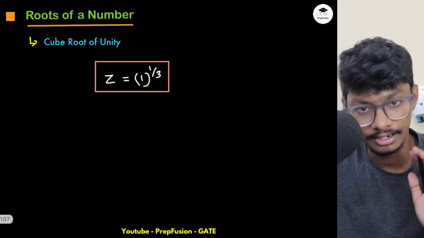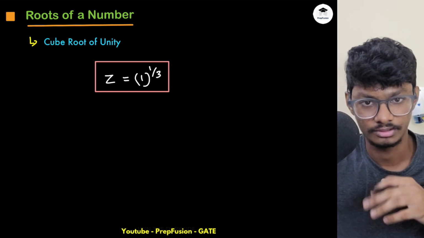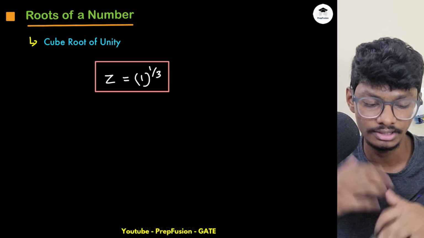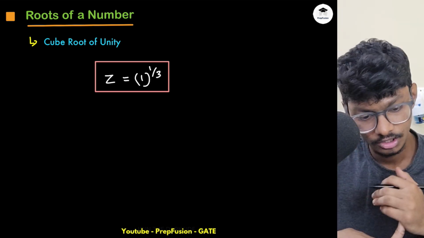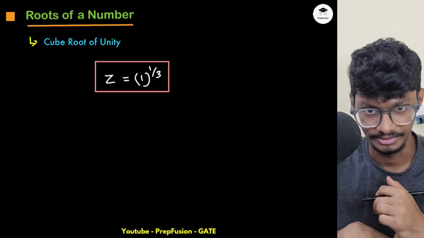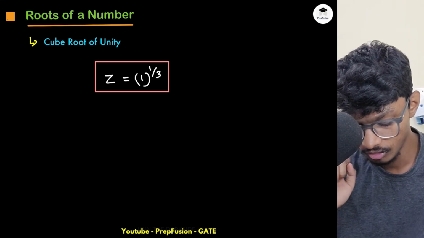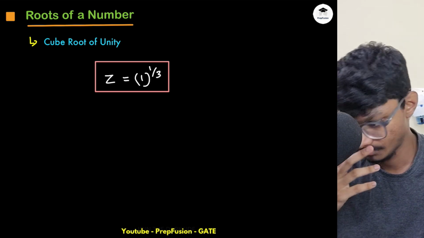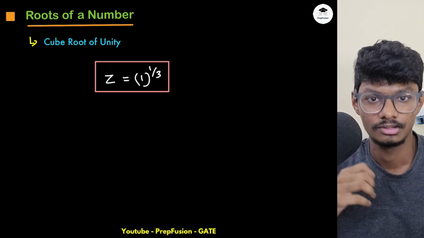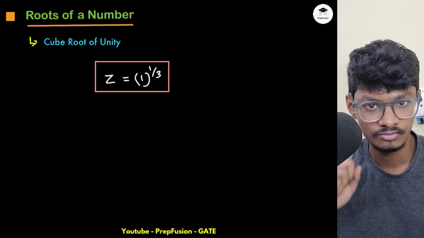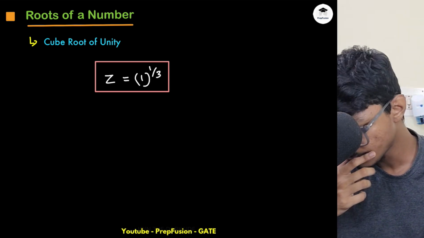So next is another topic, that is cube root of unity. First we learn cube root of unity, then we learn nth root of unity. So we know square root of -1. And what will be cube root of 1? You might say, sir, it will be 1 itself, right? I will say yes, it is 1, but is there only one solution?